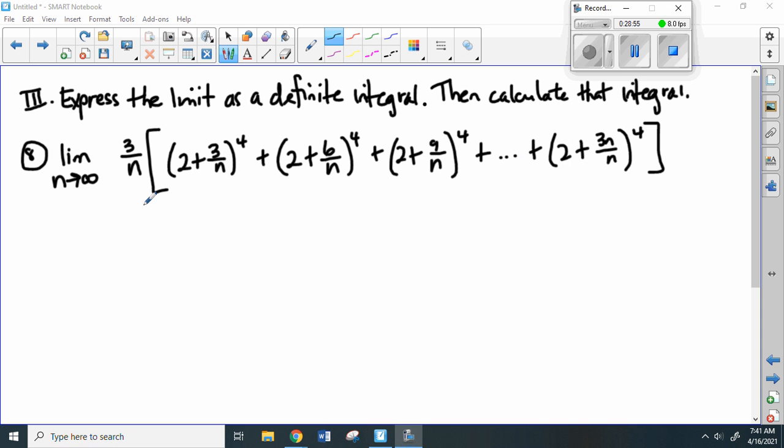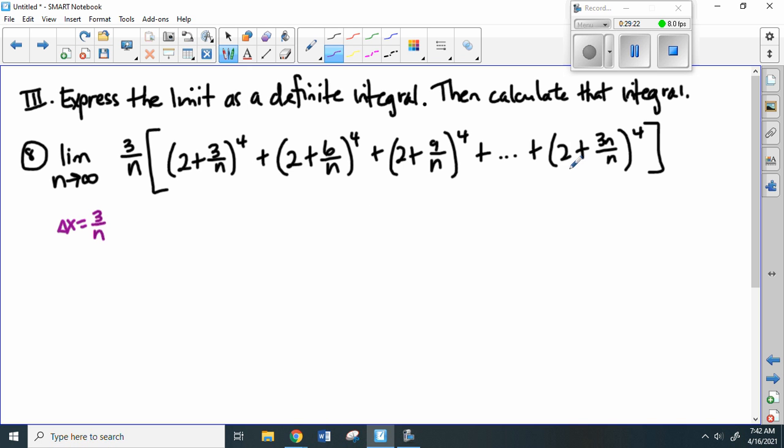Okay, so what I'm asking you to do here is I'm still asking you to express the limit as a definite integral, all right, but then we're actually going to calculate the integral. And I've written the limit a little bit differently. I've actually shown you the pieces of the sum, and you have to figure out what the formula was. So you can definitely tell that that 3 over n has been factored out. So that is my delta x, all right?